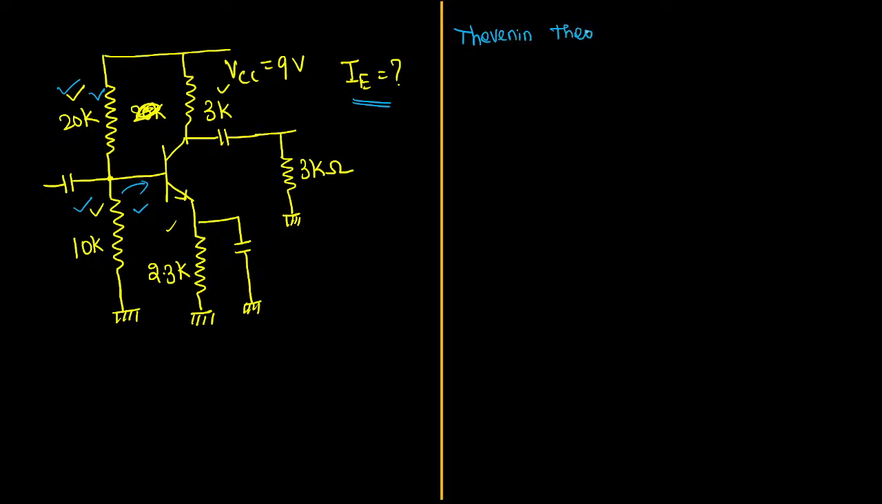So when you are applying Thevenin theorem, what do we have to do? According to Thevenin theorem, we are going to find out the value of VTH and RTH at the base terminal. So you must keep your attention on the base terminal. So where is your base terminal? This is your base. So what do we have to do? Let me teach you.